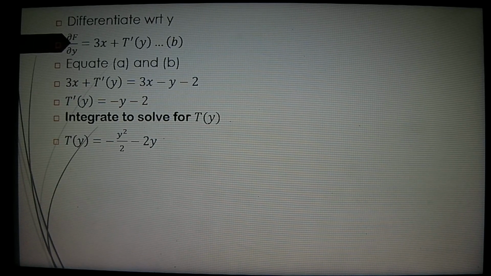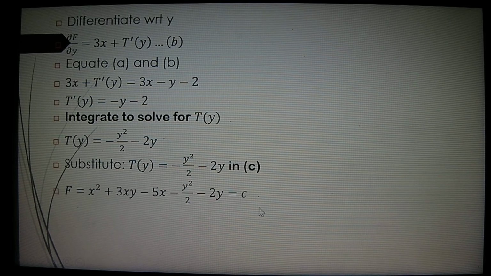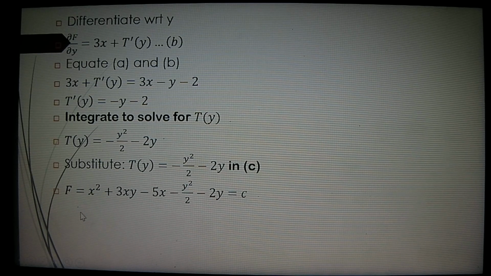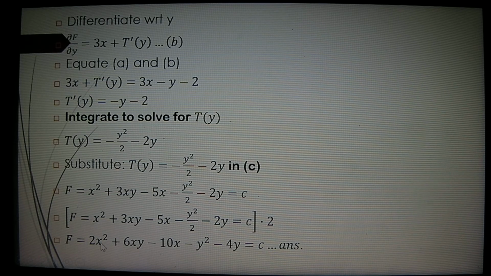And we shall be substituting that to our given function in C. So we have now our function that will be x squared + 3xy - 5x - y squared over 2 - 2y equals C. So therefore, our answer, we have to multiply it by 2. So our answer is 2x squared + 6xy - 10x - y squared - 4y equals C.